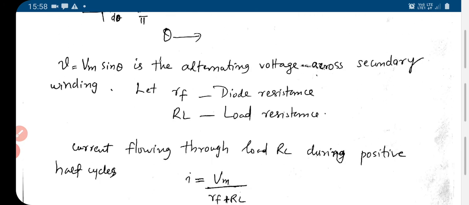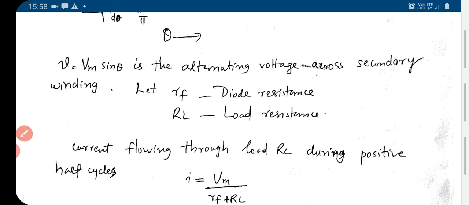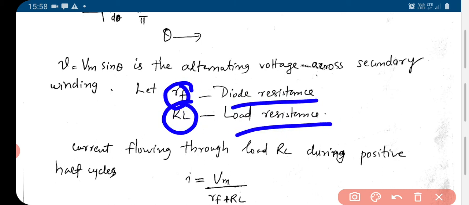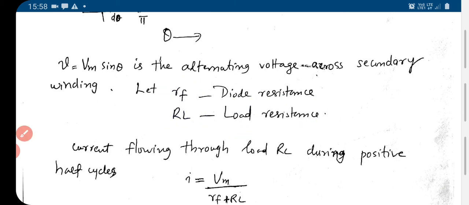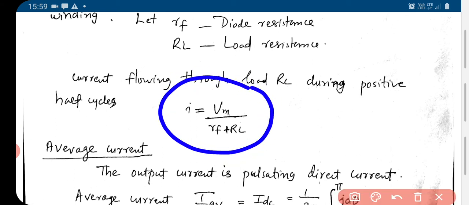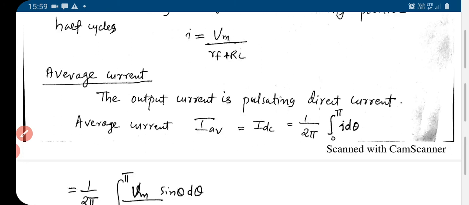Suppose that small Rf is the diode forward resistance, and RL is the load resistance. The current flowing through the load RL is given by I equals Vm by Rf plus RL.